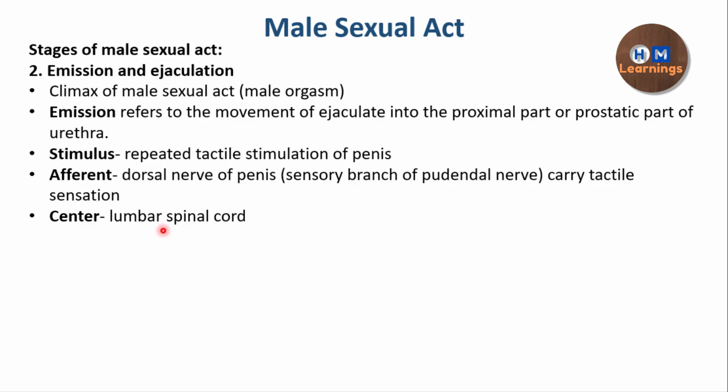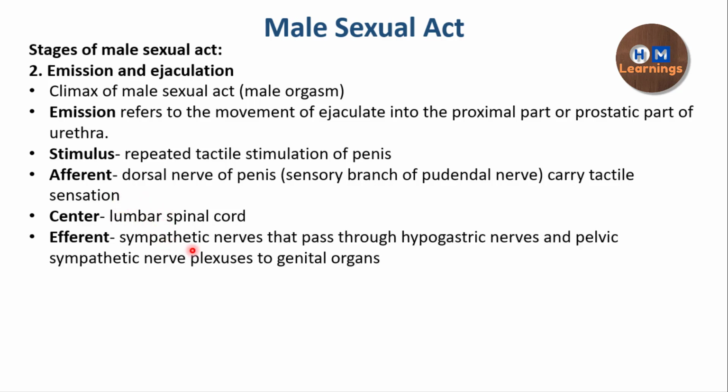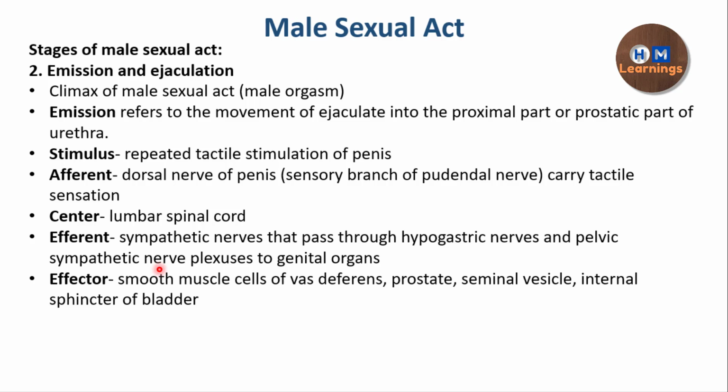Next, the emission is something which is sympathetically mediated. Erection is mainly parasympathetically mediated, while emission is sympathetically mediated. Here the preganglionic sympathetic neurons start from the lumbar spinal cord. The sympathetic nerves pass via the hypogastric nerves and the plexus to the genital organs.